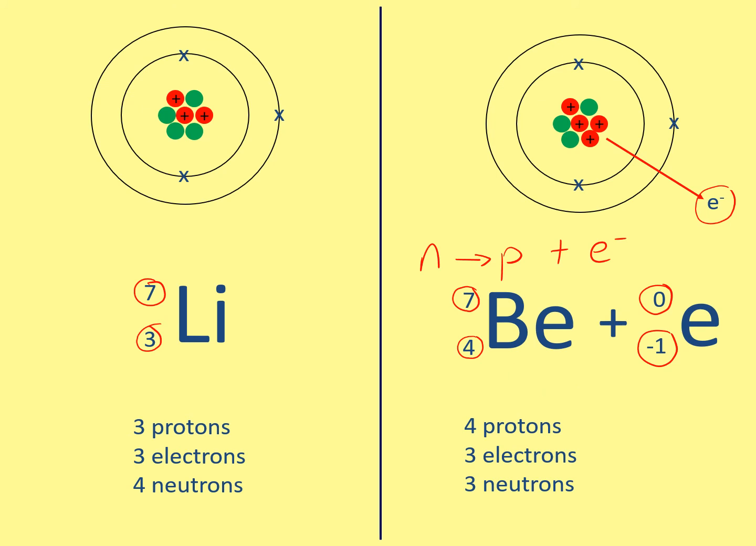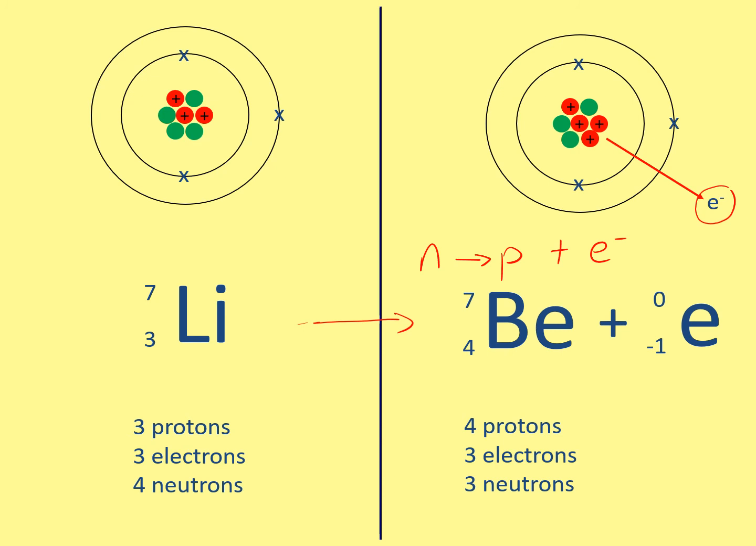You might be wondering how I knew this was beryllium. And the answer is the proton number. Because it has 4 protons, we can look in the periodic table and see that that is beryllium. So to turn this into an equation, all we need to do is do this. So that lithium atom will turn into beryllium 7 4 plus a beta particle.